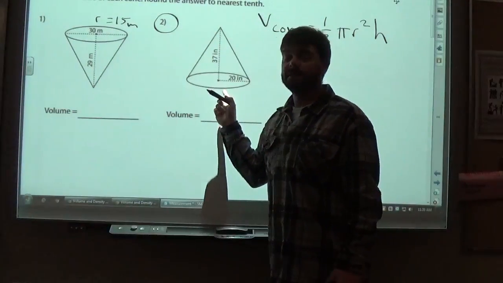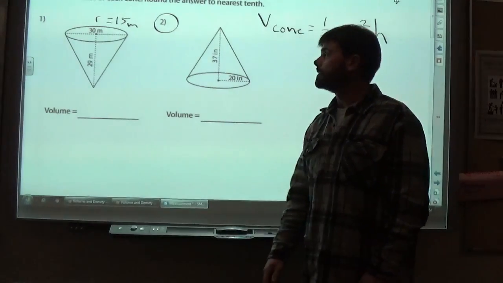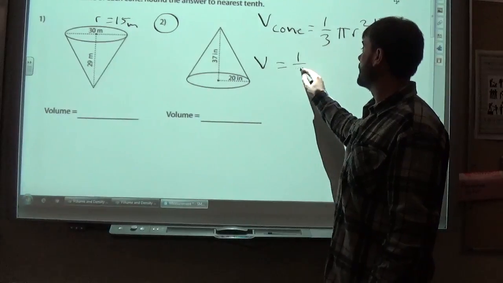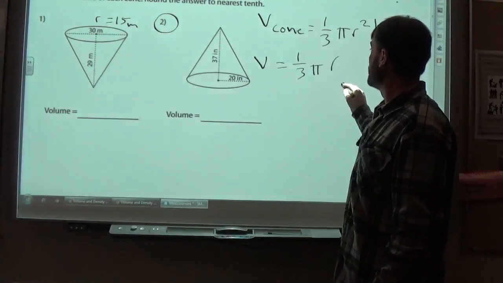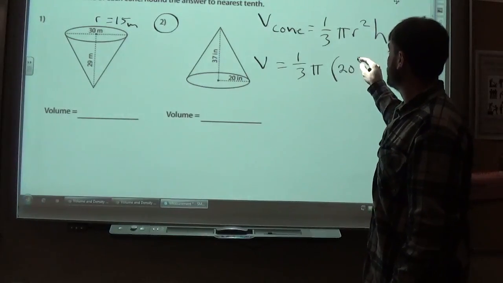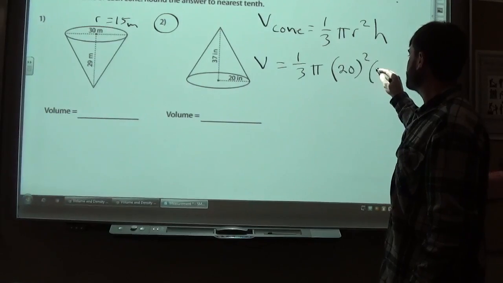And down here, they actually give us a radius and it's equal to 20, and they give us a height that's equal to 37. So I can plug those into my equation here. I got 1/3 times pi times r squared, so the radius here is 20 squared, and then multiplied by the height here, which is 37.